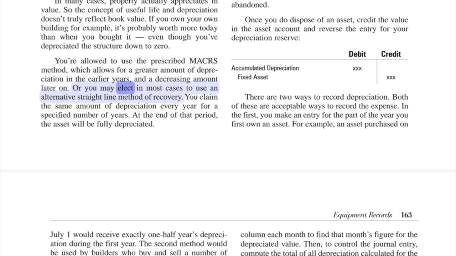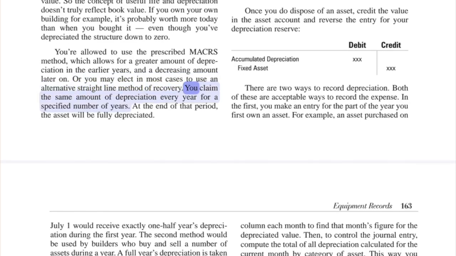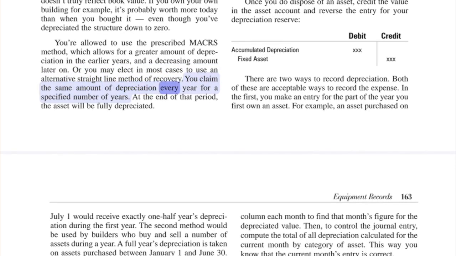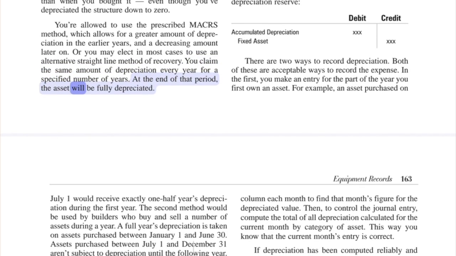Or you may elect in most cases to use an alternative straight-line method of recovery. You claim the same amount of depreciation every year for a specified number of years. At the end of that period, the asset will be fully depreciated. In deciding which method to use, there are several factors you should consider.